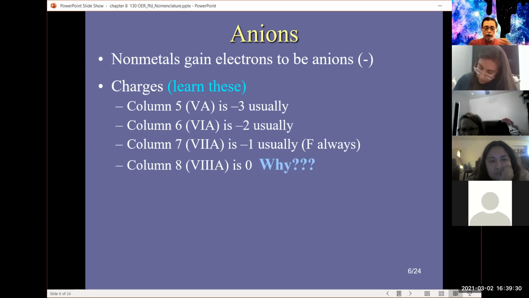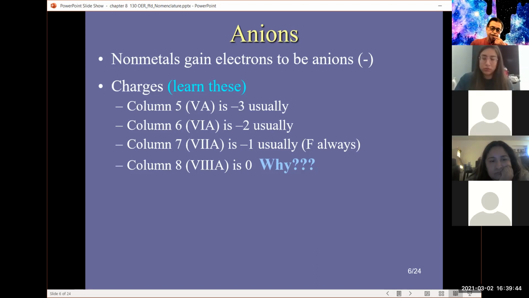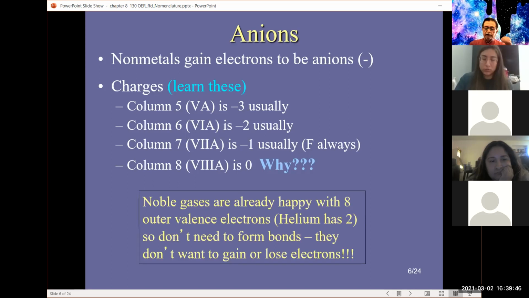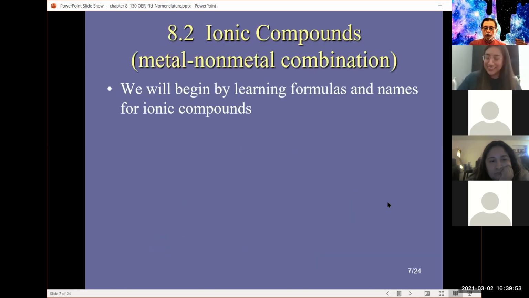We're all aware that column 8 has an oxidation state of 0 because they don't react. Okay, for Chem 130, noble gases do not react because they have the octet fulfilled. Helium has the duet rule. Okay, duet rule. So we're going to start dealing first with the metal and non-metal combinations.